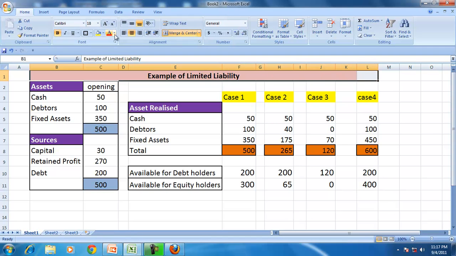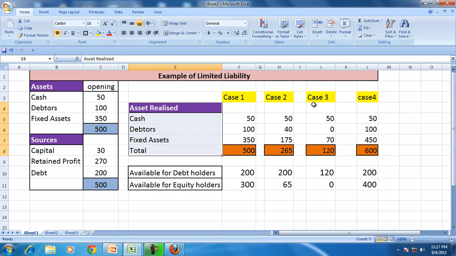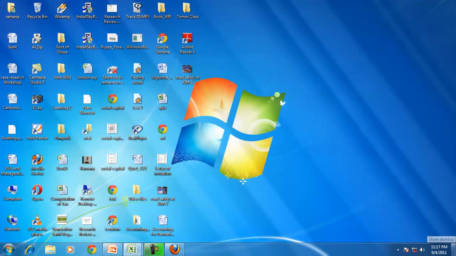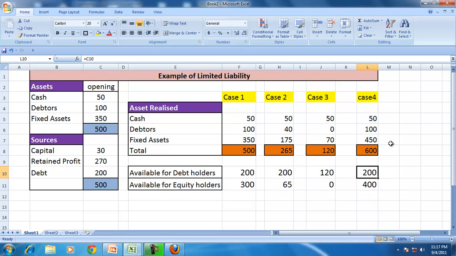So the amount available for both the debt holders and the equity holder depends on the value realized. If the value realized is less, the debt holders will sacrifice or will not get that amount, because the liability of the shareholders is limited. So the liability of the shareholder is limited to the extent of the capital that they contributed and the profits that they have already there on the balance sheet. But if the asset realized is higher, the shareholders will get higher amount. So the residual amount may be much higher than the money that they have contributed or money that is there in the form of equity.